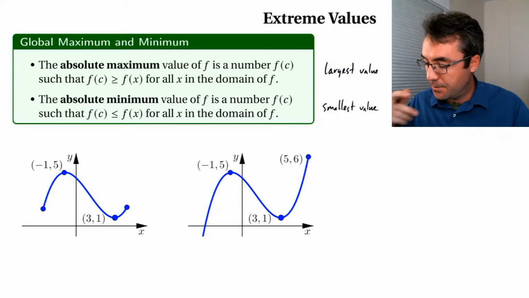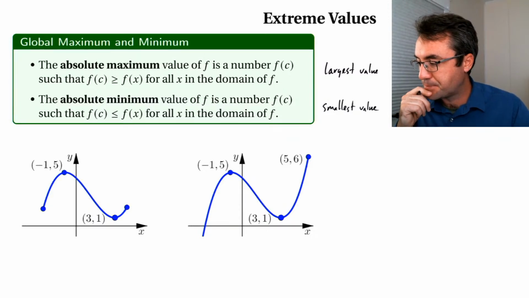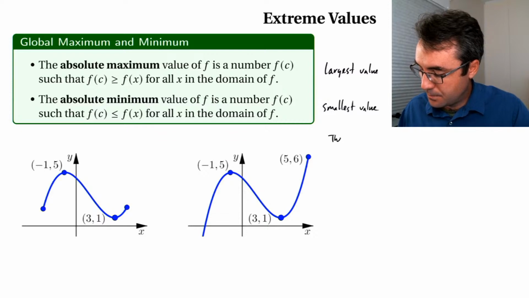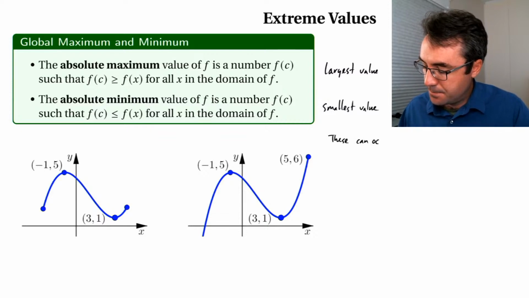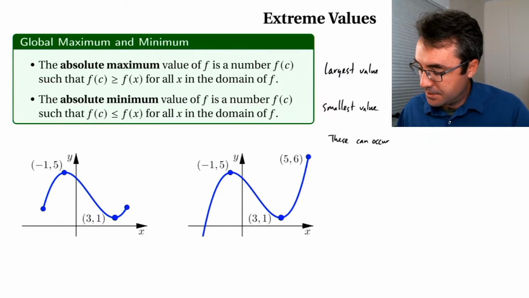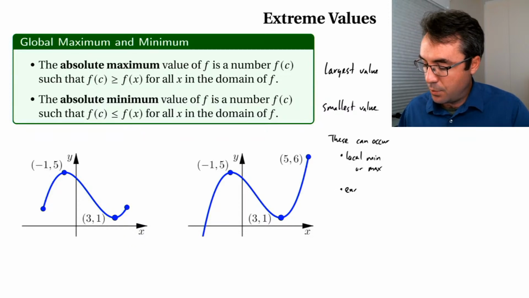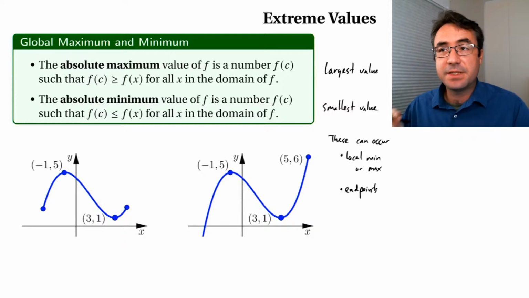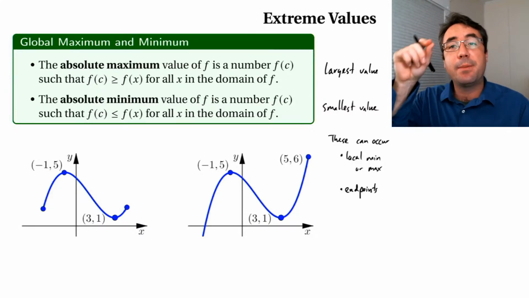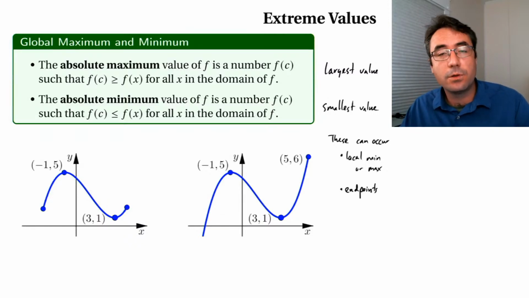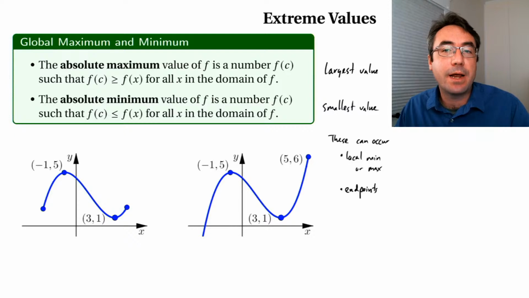All right, so just a few comments here. These can occur at local mins or maxes, or at endpoints. So if our graph has any endpoints, it might happen there as well. So there's a few different places where we might have an absolute max or an absolute min. They might happen at a local max, or they might happen at a local min, or they might happen at an endpoint on our graph.